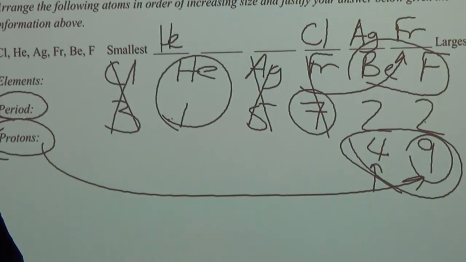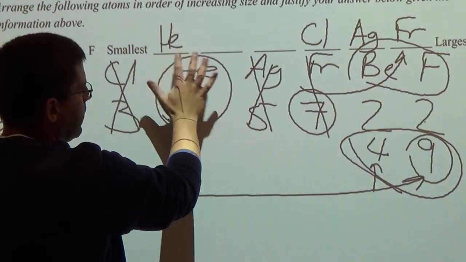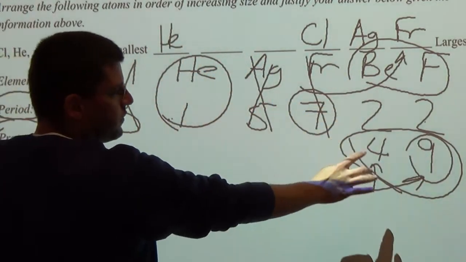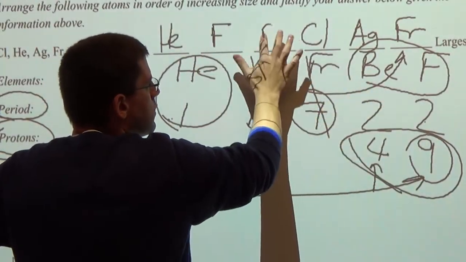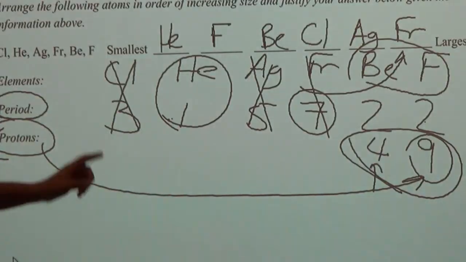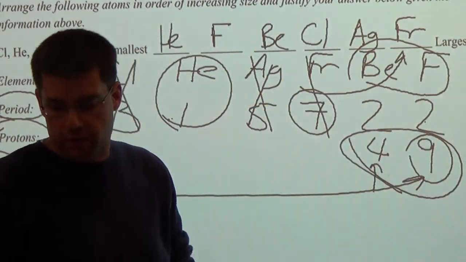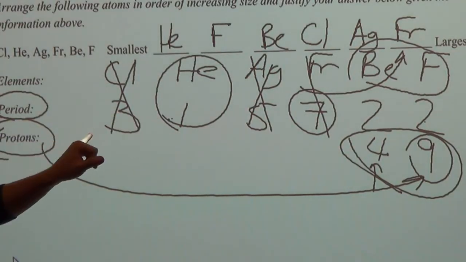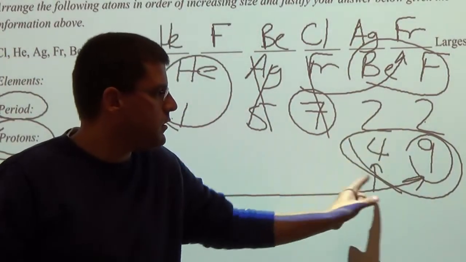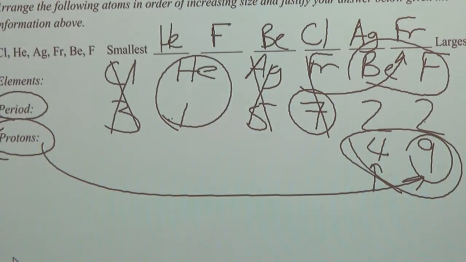So again, to rank them, and you take your time now, be careful. We have helium as the smallest. What's next? 9 protons, fluorine, then beryllium. Okay, so it should be helium, fluorine, beryllium, chlorine, silver, francium. So again, look for periods first. If there's anything they have in common, go for protons. Analyze the number of protons within the same row. All right, let's do another one, and then you're going to do the next 2 on your own.